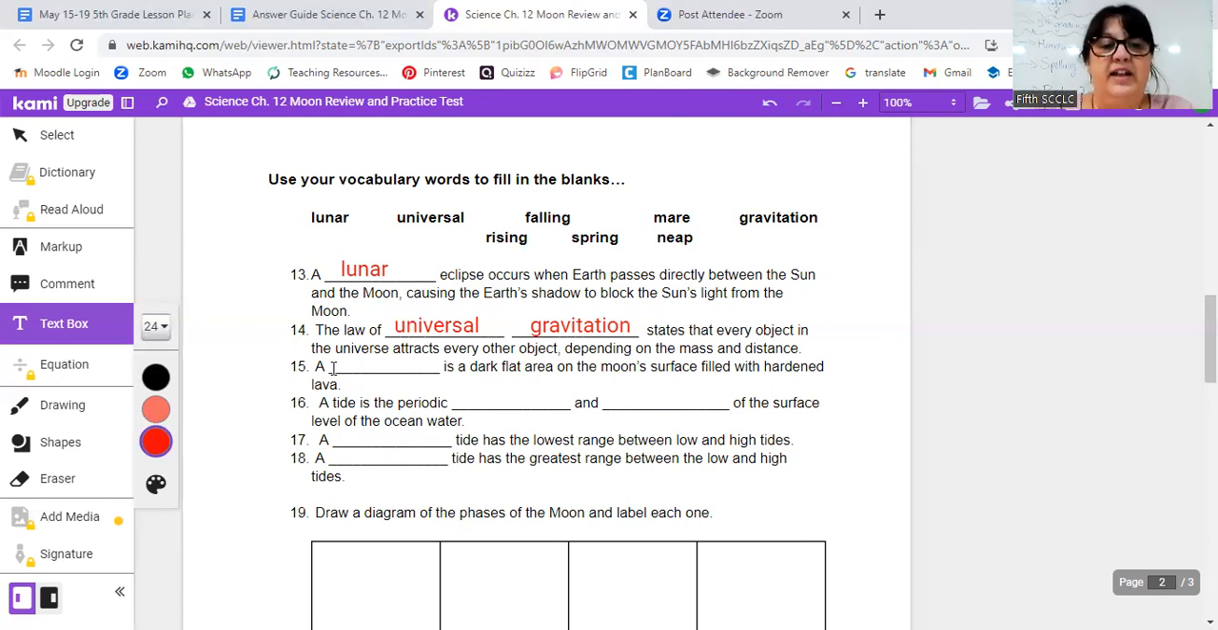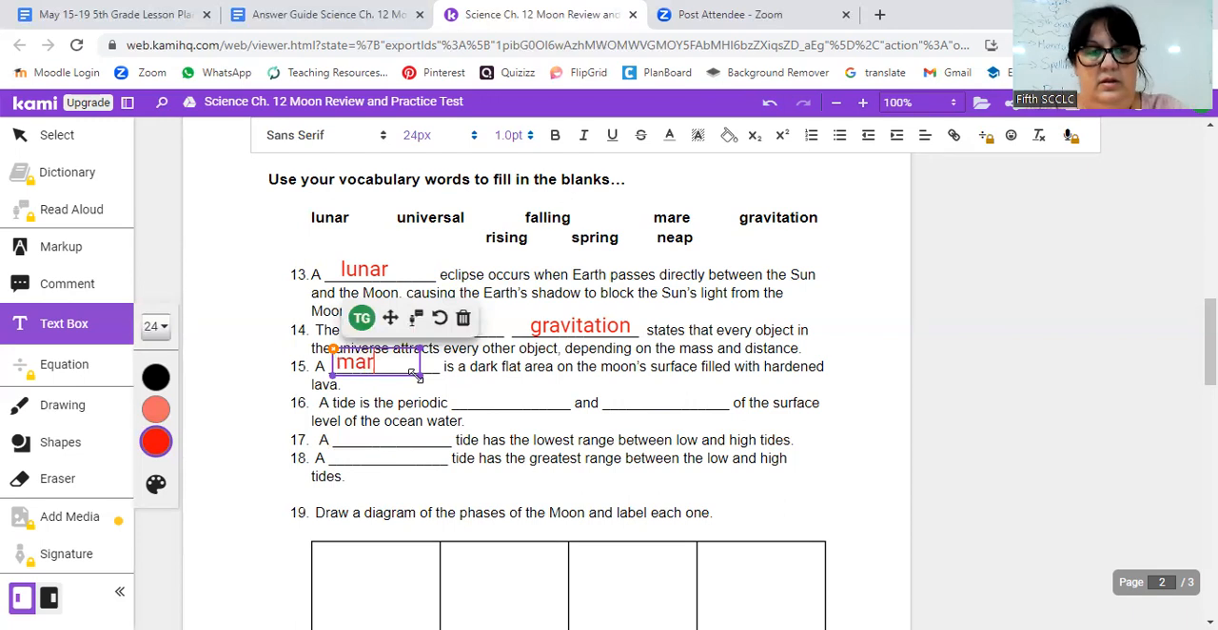Emma, 15. A blank is a dark, flat area on the moon's surface filled with hardened lava. No. Emma, what was your question? They do not repeat. Daniel Lee? Mare. Good.